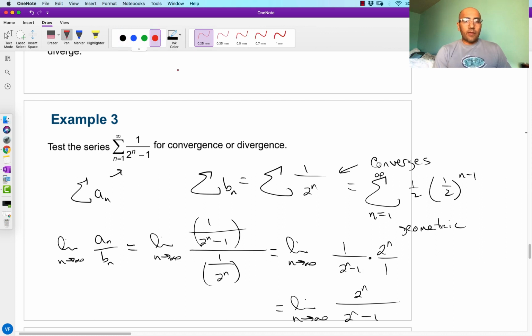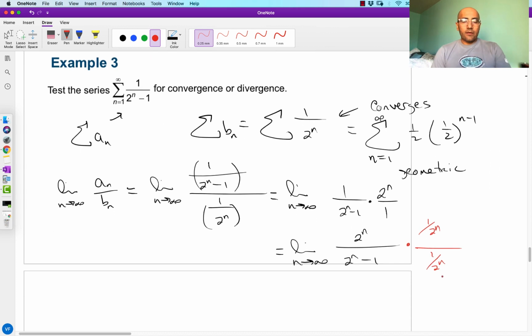And now we want to multiply the numerator and denominator by 1 over 2 to the n over 1 over 2 to the n. And we end up with the limit as n goes to infinity of 1 divided by 1 minus 1 over 2 to the n.